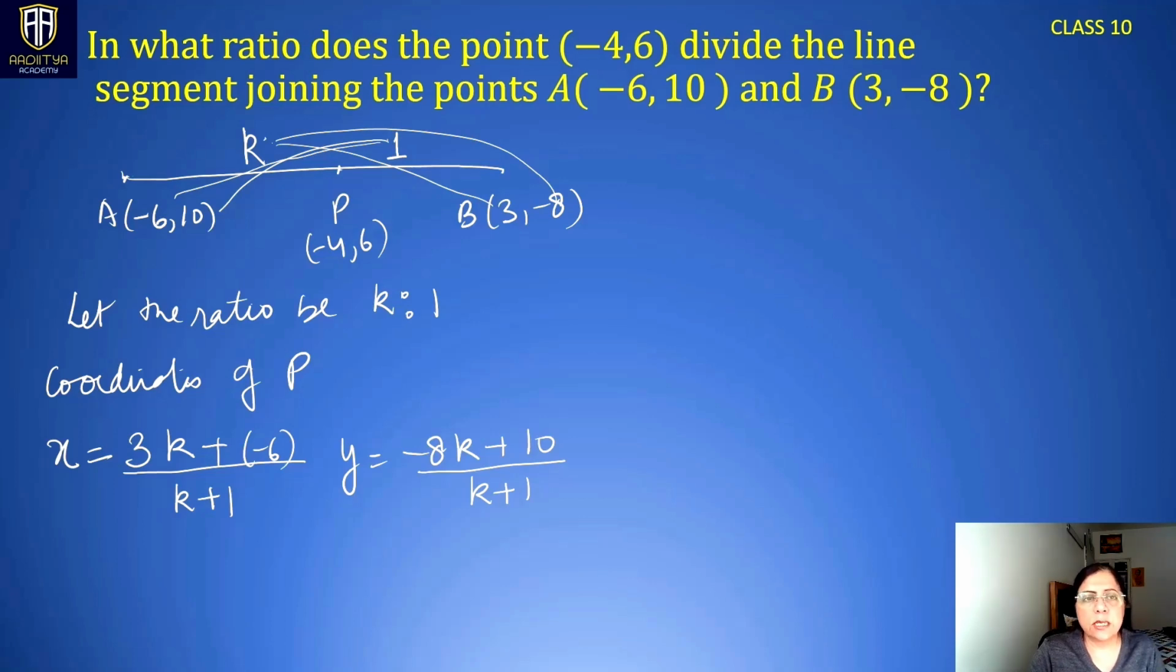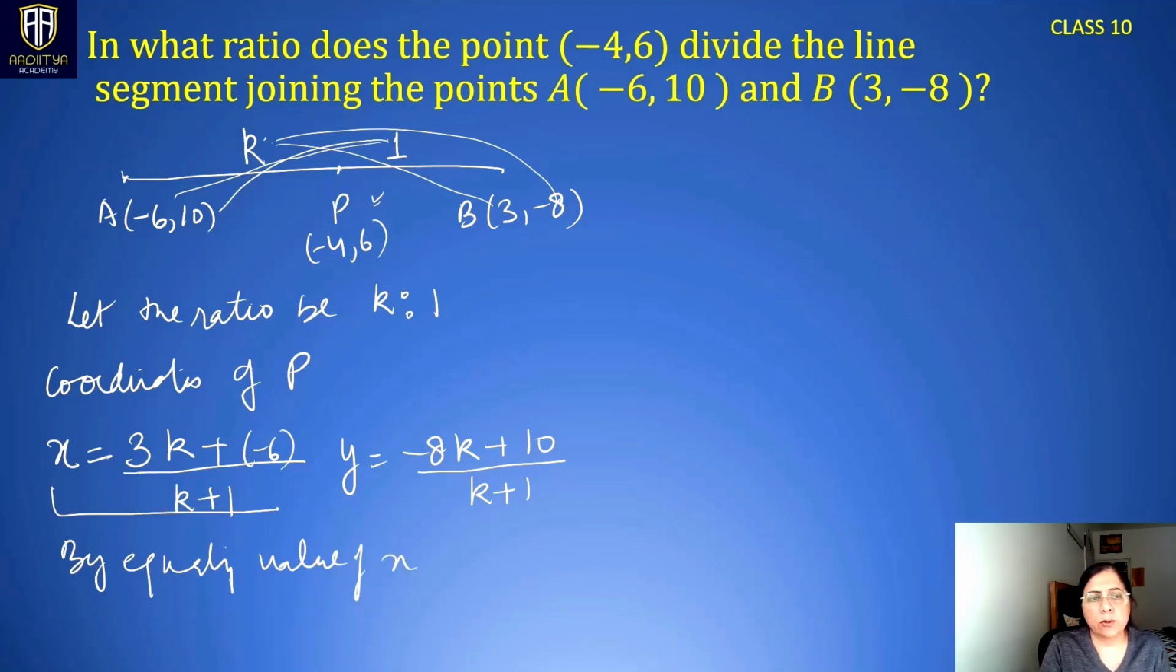So now we have used the same formula. The only difference is instead of having two variables in these two equations, m and n, we are only having one variable, that is k. What we can do is, since the coordinates of this point are given to us, we can simply equate the value of x. According to the formula, it should be this: 3k minus 6 upon k plus 1, and this is equal to minus 4. This formula represents the value minus 4, so I am simply equating it.